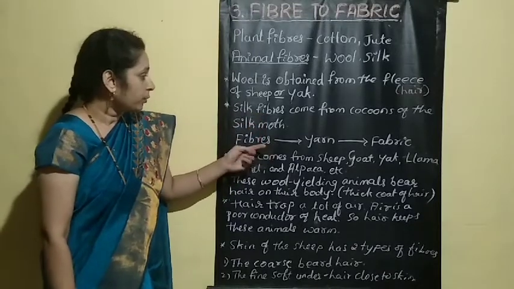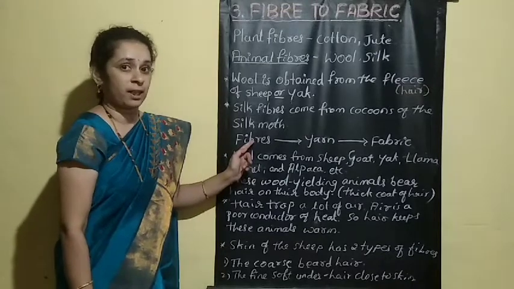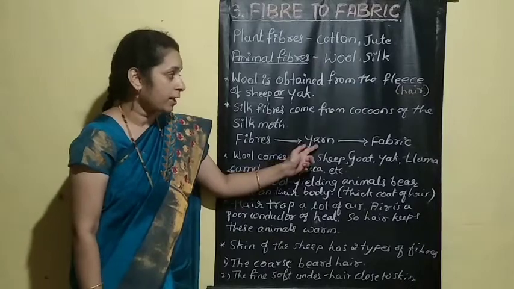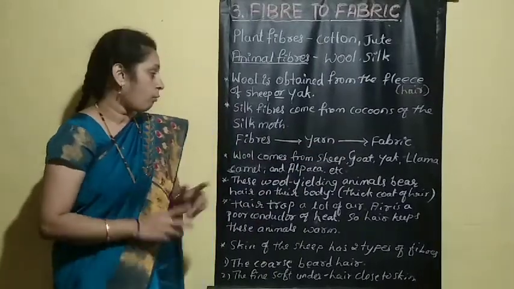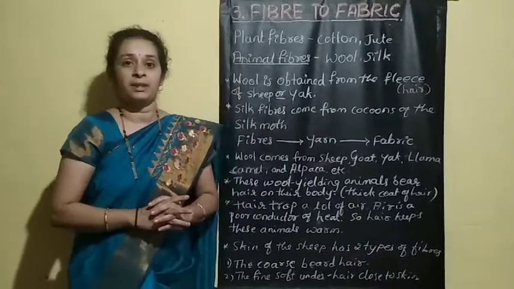Usually I told you that we first obtain fibers, thin thread-like structures. From that a thick thread is obtained, which is called yarn, and then it is converted into fabric, that is a piece of cloth. Fiber into yarn, yarn into fabric.